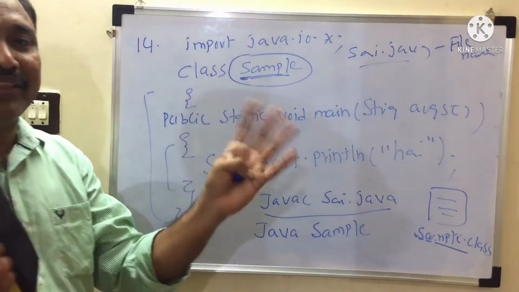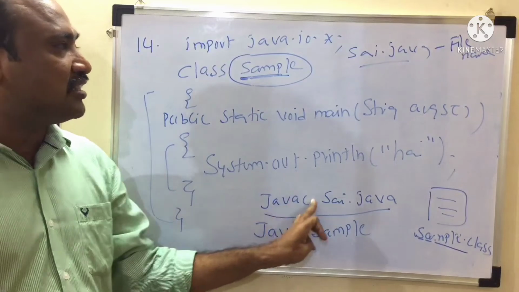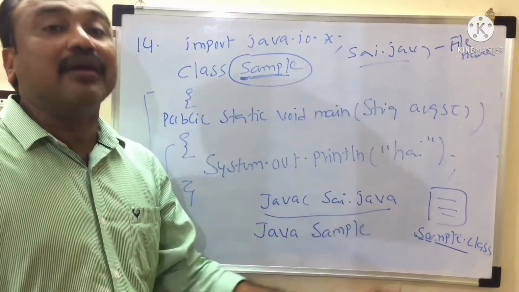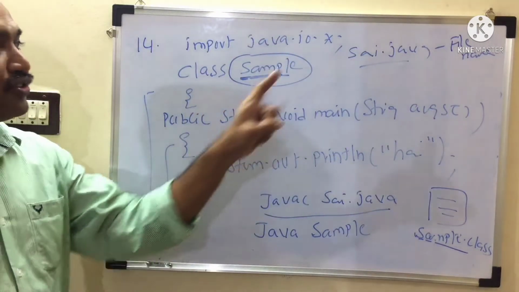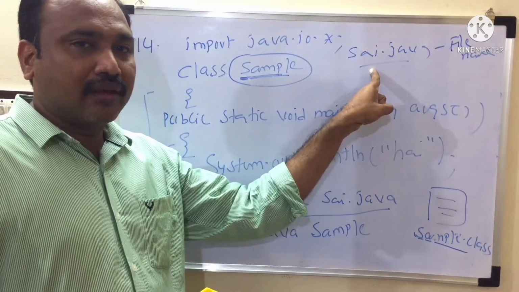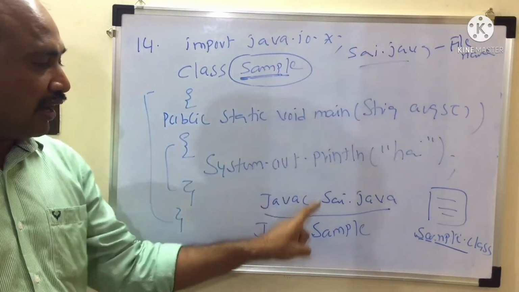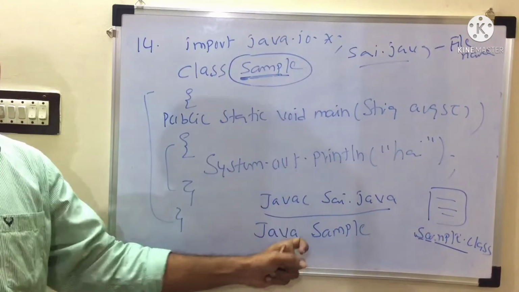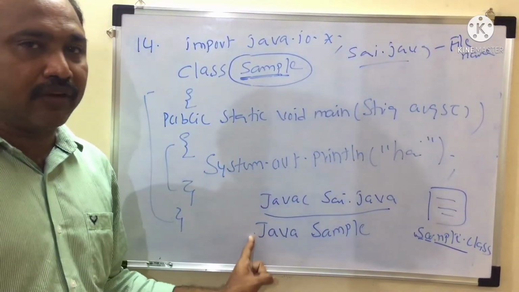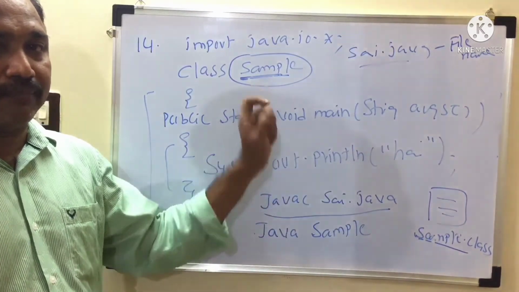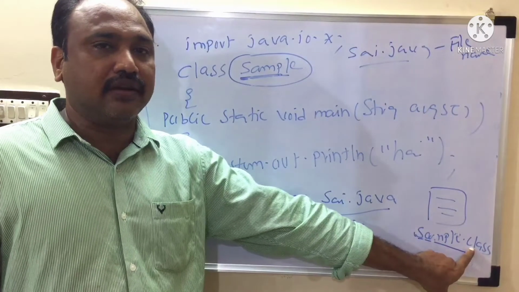Then there is no ambiguity. You can use javac sample.java, java sample. But it is not a rule at all. You can write like this also. You can save it with a different name. Your class name may be different, but while compiling, use the file name. While running, use the main class name. If you compile the program, we get byte code. Byte code is stored under the class name dot class. Okay, you can check it.